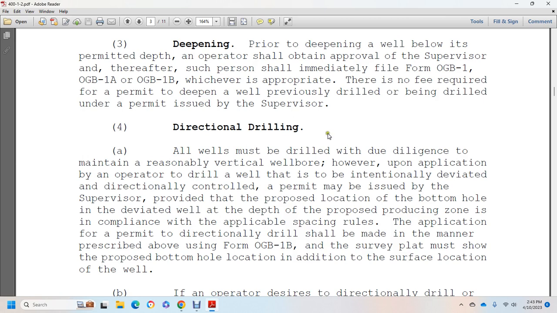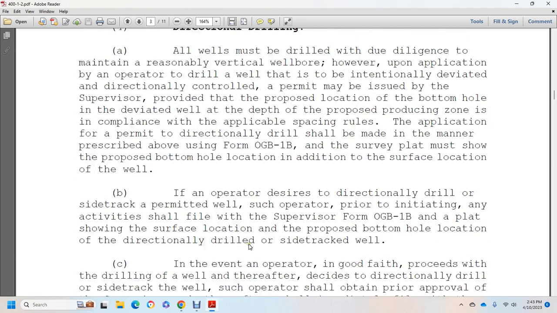using form OGB 1B. The surveyor's plat must show the proposed bottom hole location in addition to the surface location of the well. B, if the operator desires to directionally drill or sidetrack a permitted well from the surface, the operator, prior to the initiation of the activity, shall file form OGB 1B with the plat showing the surface location and the proposed bottom hole location of the directionally drilled and sidetracked well.